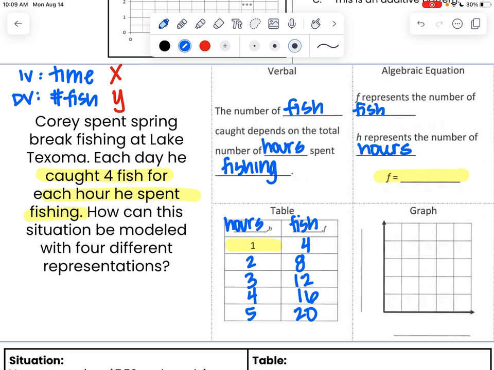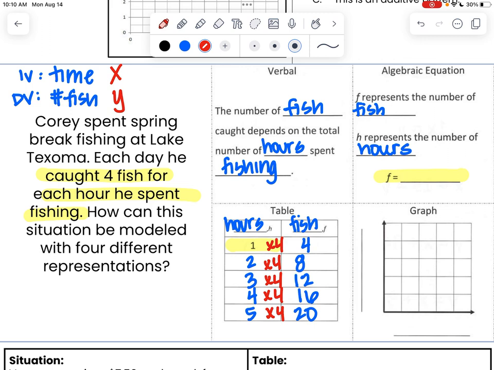Now that I have a table to look at, I'm thinking I can write an equation pretty quickly. And I see right off the bat that this is not additive, but it is multiplicative. It's 1 times 4 is 4. 2 times 4 is 8. 3 times 4 is 12. 4 times 4 is 16. And 5 times 4 is 20. So I'm taking the hours and multiplying it by 4 to find the number of fish.